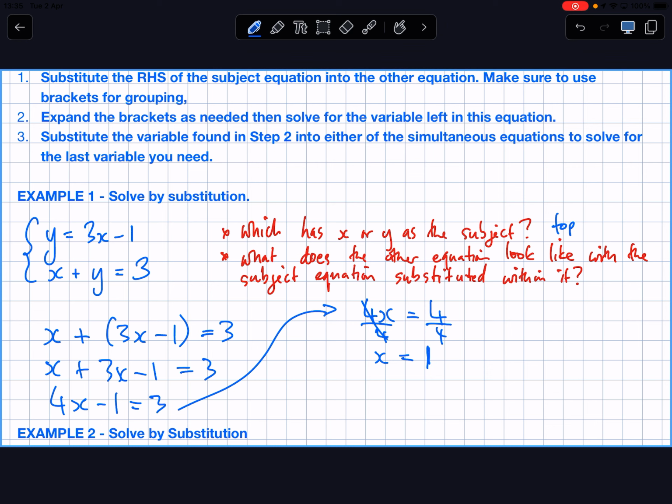I won't remove that. I'll leave that in there. Thank you, kind student, for correcting my maths. X is equal to 1? Is that the end of it?